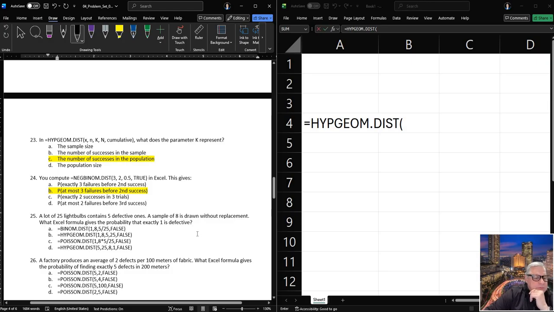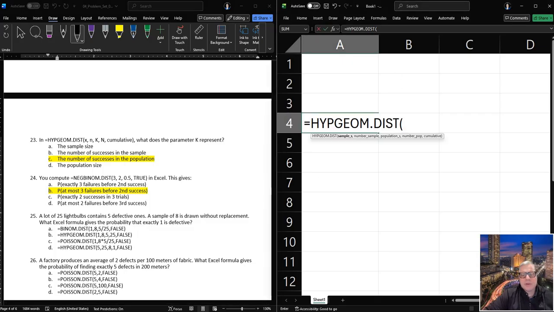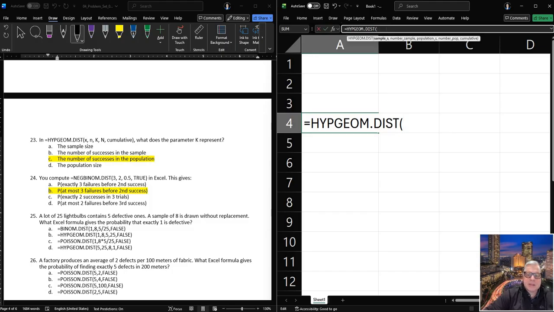A lot of 25 light bulbs contains 5 defective ones. A sample of 8 is drawn without replacement. Okay, good thing is we immediately know that this calls for the hypergeometric. So there are 2 choices, B and D. So it would be written correctly in Excel. Okay, a sample of 8 gives that we get exactly 1 defective.